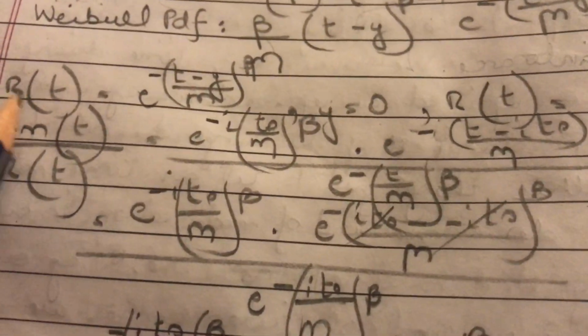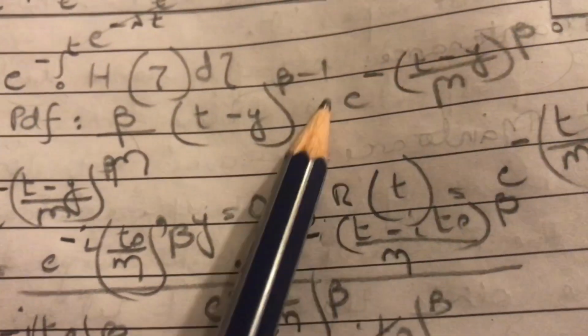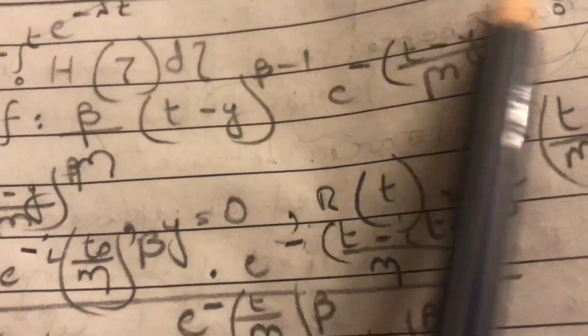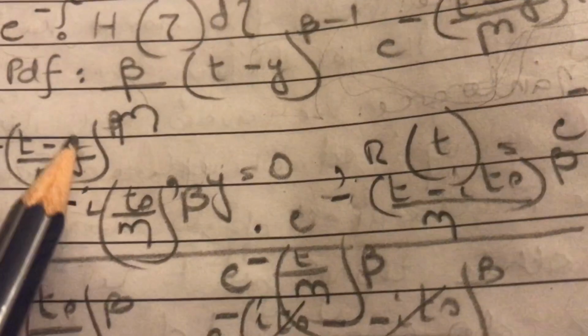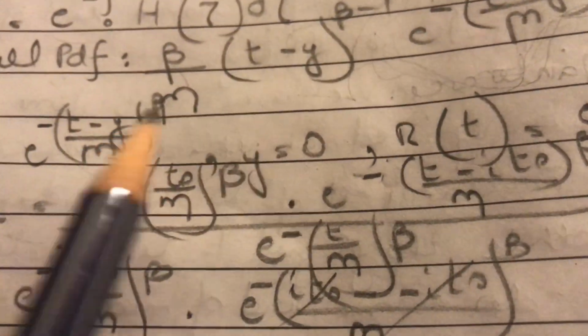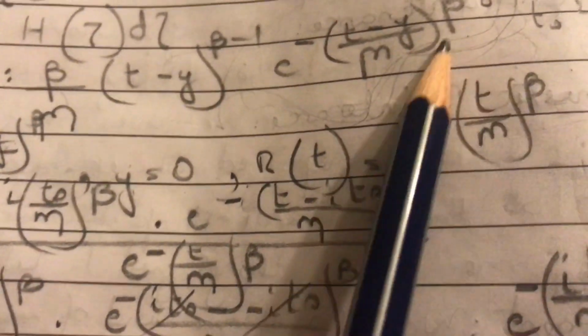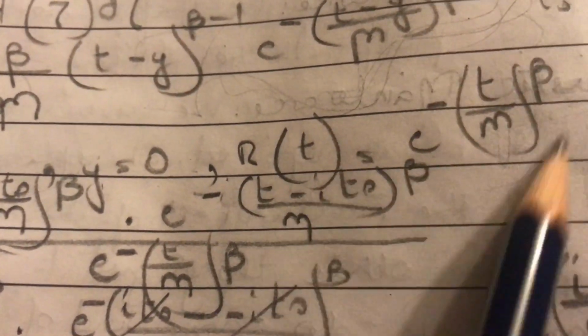Now we have to find out r of t. What is our r of t? R of t is written in the form of an exponent, so we consider this thing as our r of t, because r of t is always written in the form of an exponent. So here it comes. Just to simplify our equation, we suppose y equals 0. When y becomes 0, r of t is now e at the minus (t over eta) to the beta. So this is our r of t. R of t comes in this way.